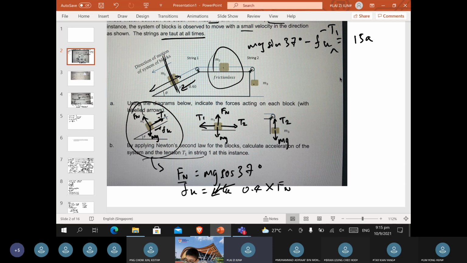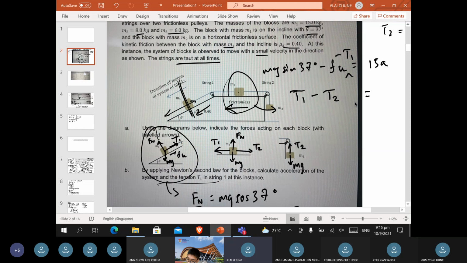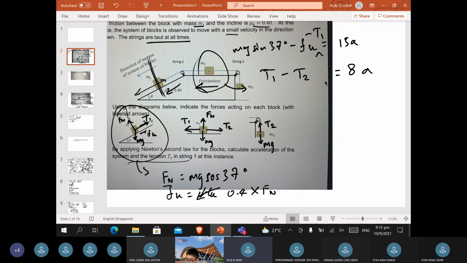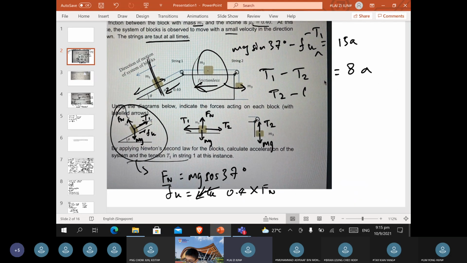For the second one, if M1 is accelerating downwards, M2 must be accelerating to the left. So we let T1 be greater than T2. T1 minus T2 must equal the mass of M2, which is 8 kg, multiplied by the acceleration, because all of them share the same acceleration. Then we can do the same for M3. T2 minus M3 g, where M3 is 6 kg, 6g, equals 6a.